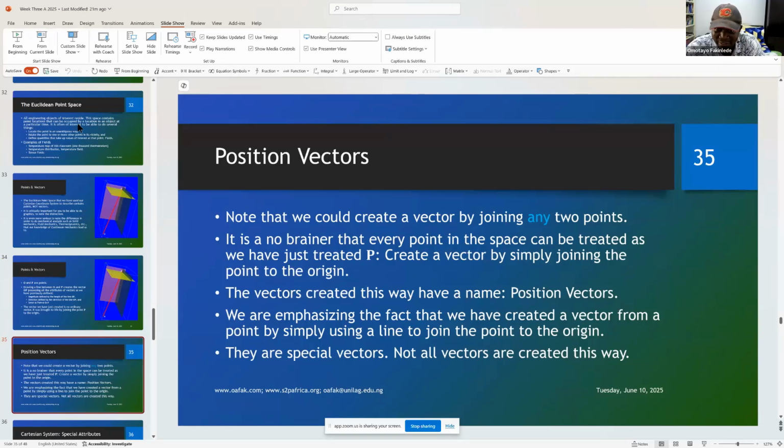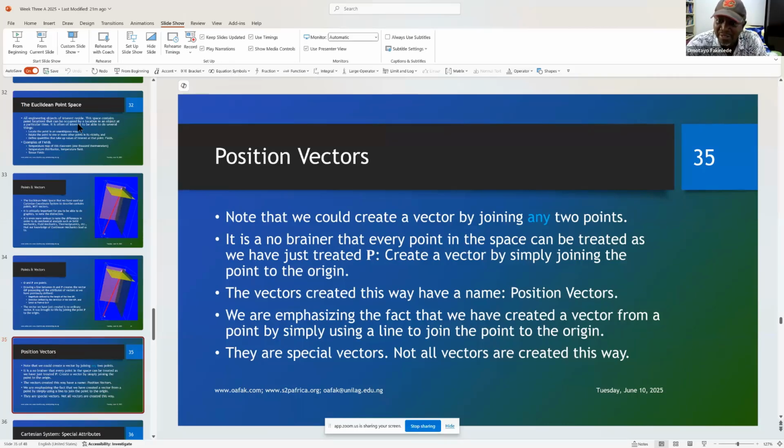Note that we could have created a vector by joining any 2 points. It is a no-brainer that every point in space can be treated just as we have treated P: create a vector by simply joining the point to the origin. What you should know is that it is just one way of creating a vector. That's not the only way. It is just a specific way of creating a vector.